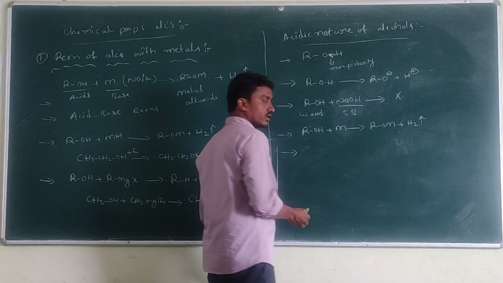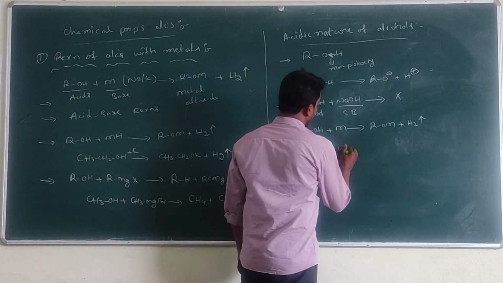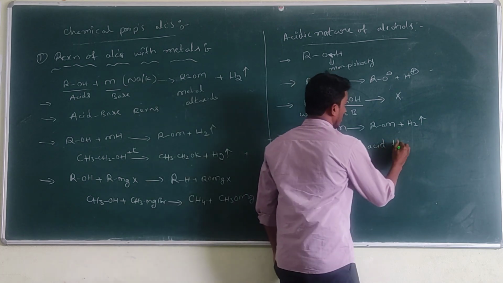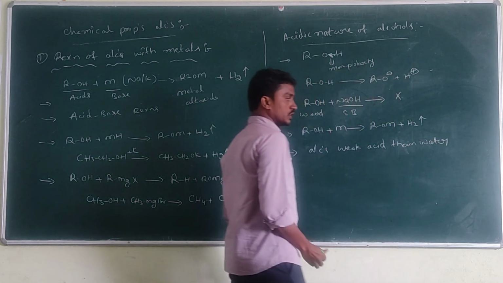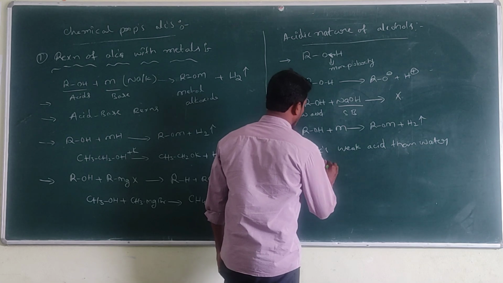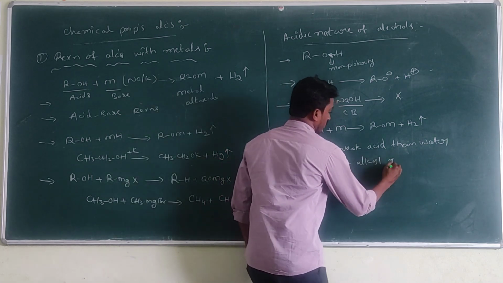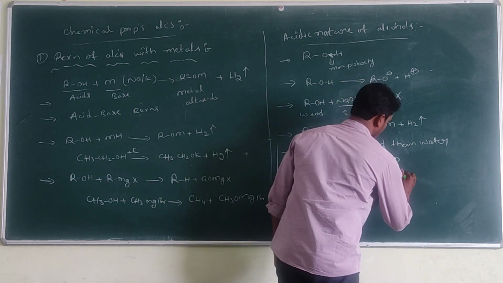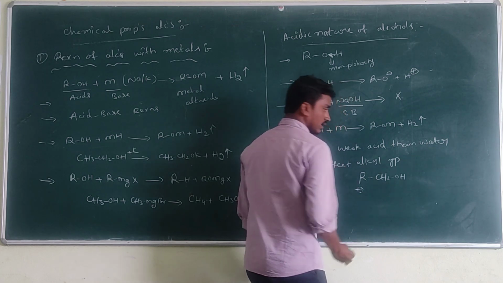We have already discussed that alcohols are weaker acids than water, due to the plus I effect of the alkyl group. For example, RCH2OH. Here, this is the plus I effect of the alkyl group.